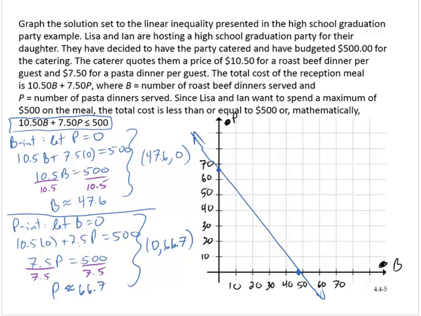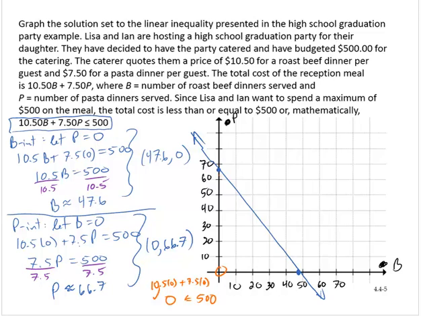Now, where should I shade? Well, to determine that, I'll use a test point, and this is a fairly easy one to test. Again, I'll test the origin. What would happen if I bought 0 roast beef dinners and 0 pasta dinners? Well, I'd have 10.5 times 0 plus 7.5 times 0, which is 0. Is that less than or equal to 500? Yes, it is. So I would shade the region containing the point 0, 0.